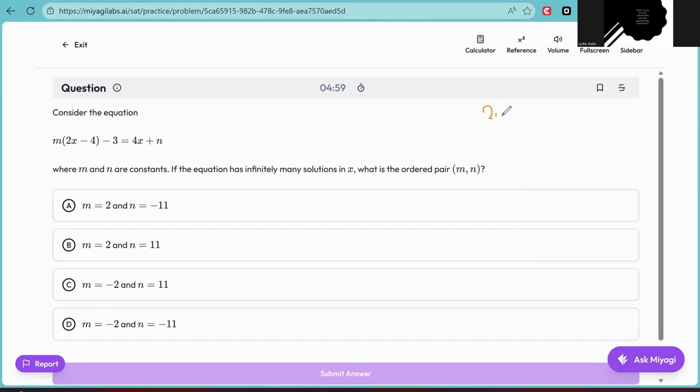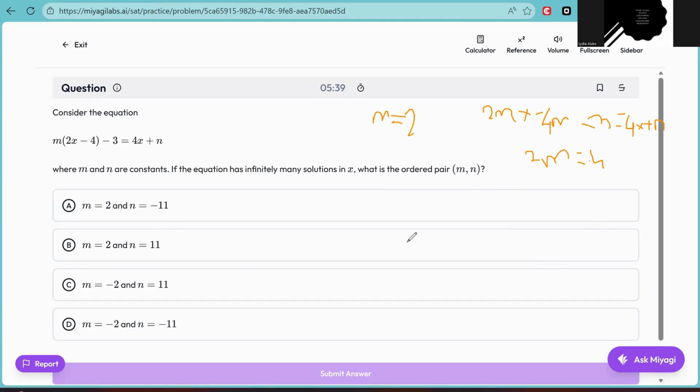I'm gonna do 2mx minus 4m minus 3 equals 4x plus n. Okay, that's my first equation. So we already know that the coefficient of x gives 2m equals 4. Yeah, m will always be 2. M is going to be 2. So we can cancel out the negatives at the bottom over here.